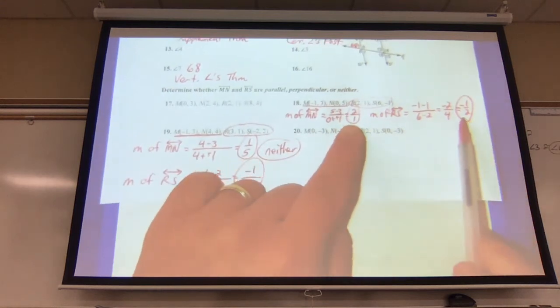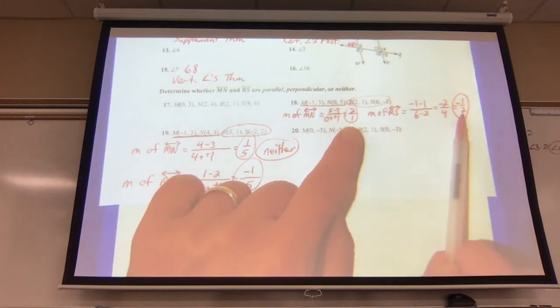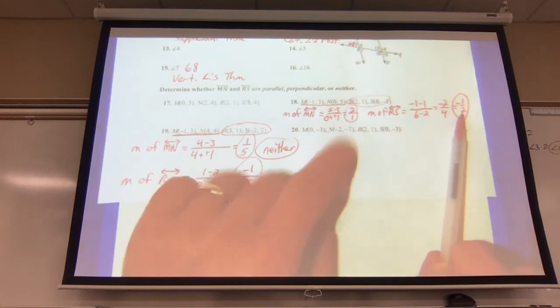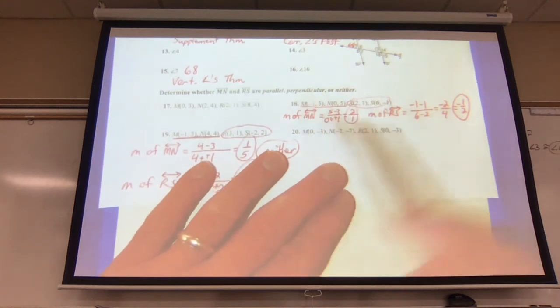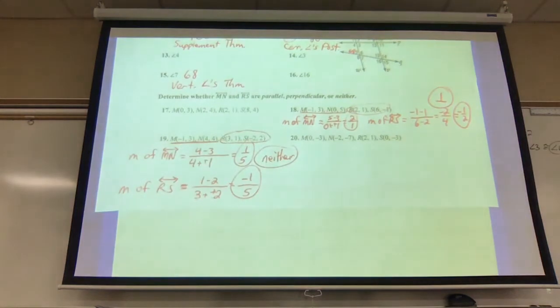Now, if you look at these two slopes, you have 2/1 and -1/2. Those two are opposites of each other. They have different signs, and their fractions are reciprocals of each other. When they're opposites of each other, that makes them perpendicular. So you can either write out perpendicular, or you can use the symbol for perpendicular. Either way is fine. Anybody need to see 17 or 20?